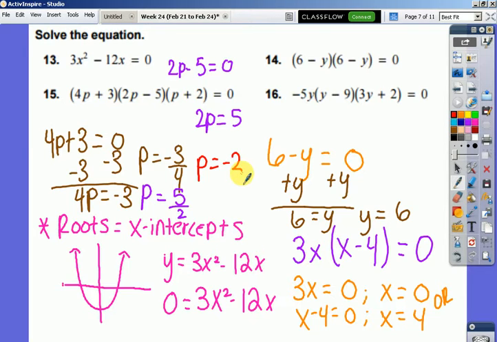Do you have any questions about 13, 14, or 15 and solving? Yes. That's a great question. It's because, notice, the other ones are already factored out. Yeah, I have the parentheses already. There's nothing I can pull from 4p and 3, nothing I can pull from 2p and 5, nothing I can pull from 2 and 2. Right? If there was a GCF for any of these, then of course I'd pull it.